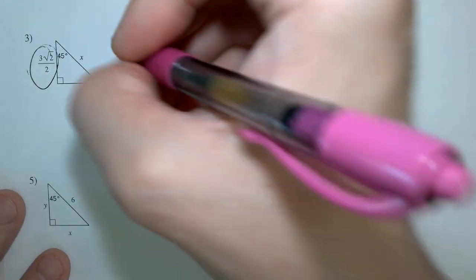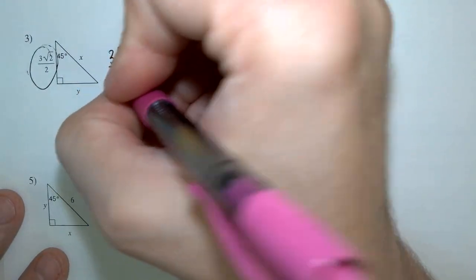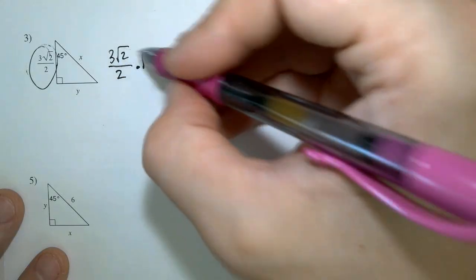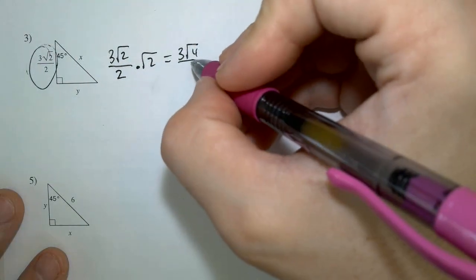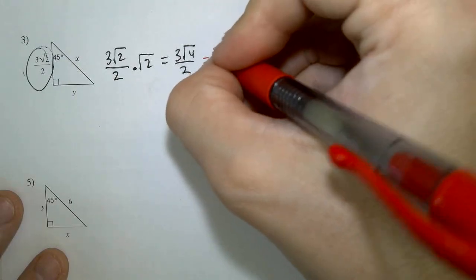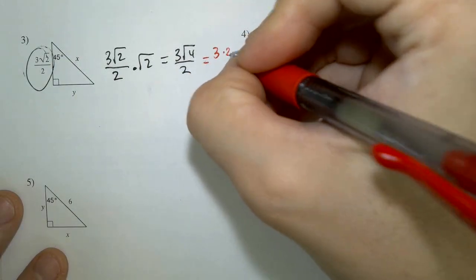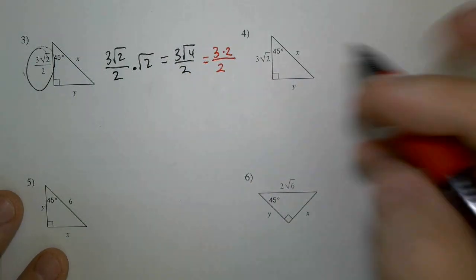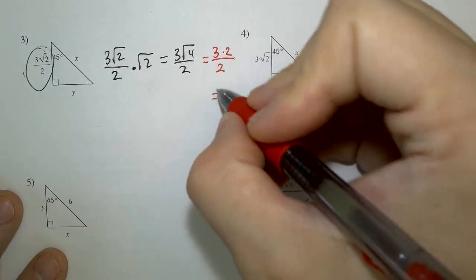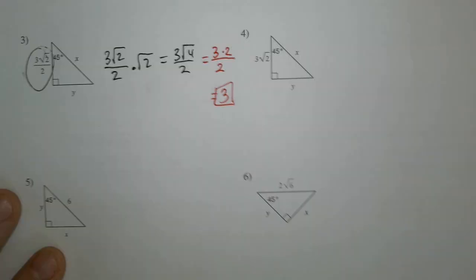Here we are provided a leg. Anytime you're provided a leg, just multiply by the square root of 2. You get 3 square root of 2. Square root of 2 makes square root of 4 over 2. What is the square root of 4, ladies and gentlemen? Square root of 4 is regular 2 divided by 2. 3 times 2 is 6. 6 divided by 2 makes 3, or you could think of it as the 2's canceling.